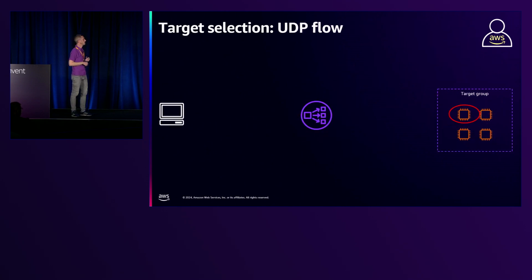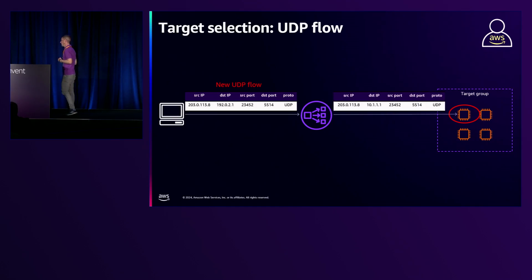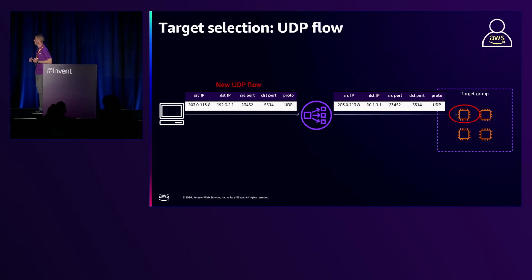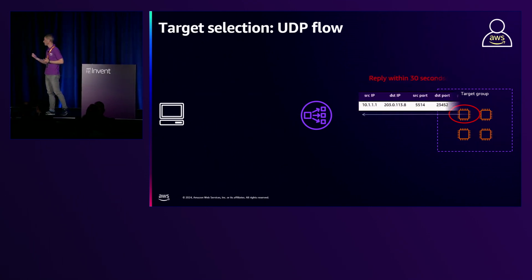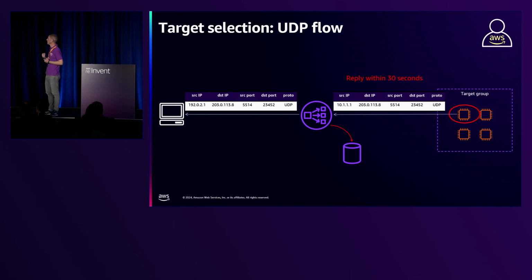However, NLB is applying a concept of UDP flows, meaning that when traffic arrives for a new UDP flow, the network load balancer is going to select a target and forward traffic to it. Then if that target replies within 30 seconds, the NLB is going to track the association between the 5-tuple identifying this UDP flow and the selected target, again in the distributed database, meaning that also for UDP traffic, the NLB is going to select the target once and then consistently route traffic belonging to the same UDP flow to the same target.